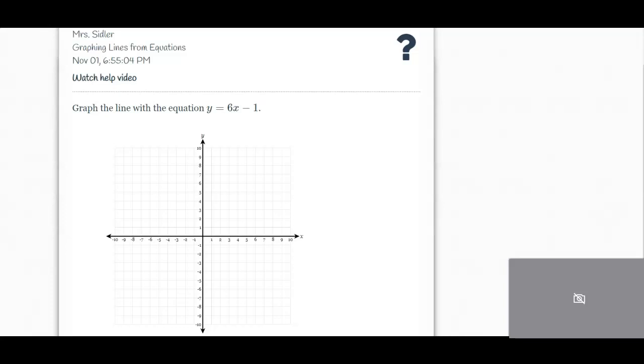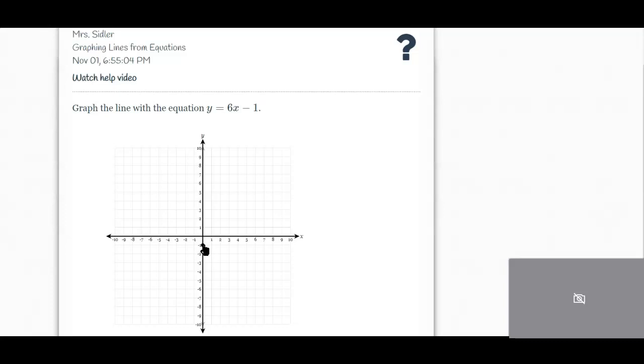First of all, what do you think the y-intercept is? That's always going to be our starting point. The y-intercept in this case is negative 1. Remember, if there's a minus sign, it needs to stick with the number after it. So we're going to start at the ordered pair 0, -1, and that's at this point right here.